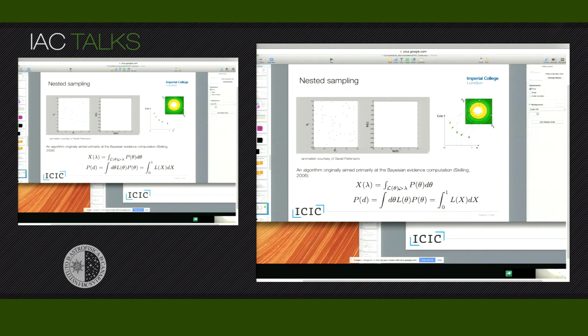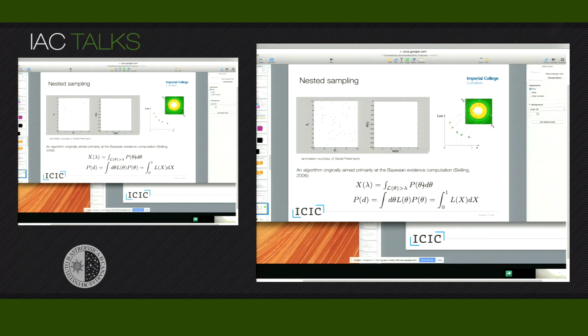So let's look at it here. Here we have our integral for the Bayesian evidence. It's the integral over the multidimensional parameter space theta of the likelihood times the prior. And now let us define this quantity X of lambda. X of lambda denotes the fraction of the prior mass that sits above the iso-likelihood contour of level lambda. Okay? So in other words, if I have a parameter space, I look at where the value is lambda, then X of lambda is the fraction of the prior mass above that contour.